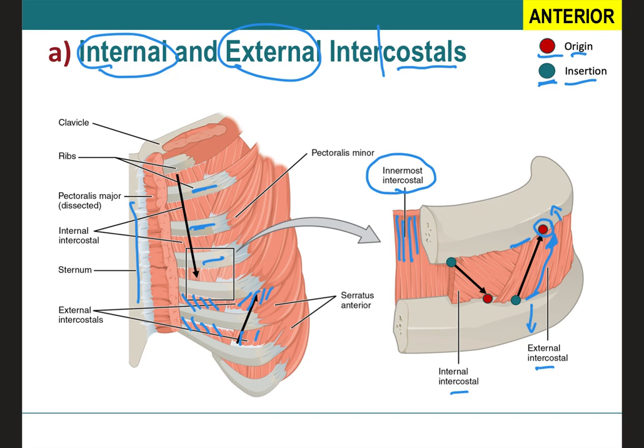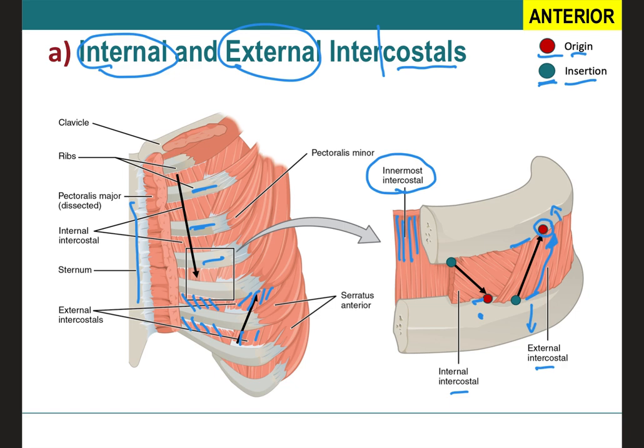On the contrary, the internal intercostals, they originate on the superior border of the rib below, and they will insert on the inferior border of the rib above. Therefore, when this muscle contracts, it will depress the ribs, and therefore it will create a small space between the ribs. Also notice how the fibers of these muscles run in opposite directions.